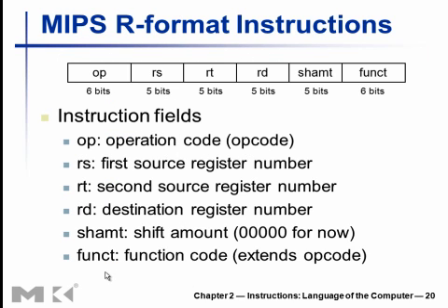So here's the MIPS R-format instructions. I think we have looked at this before. The opcode is 6 bits, RS is 5 bits, RT 5 bits, RD 5 bits, the shift amount 5 bits, and the function code 6 bits.